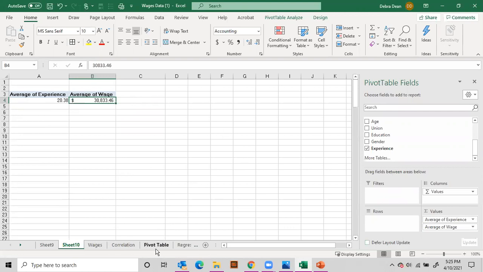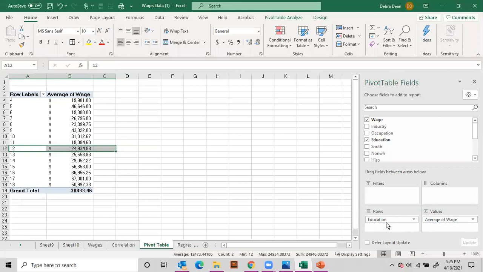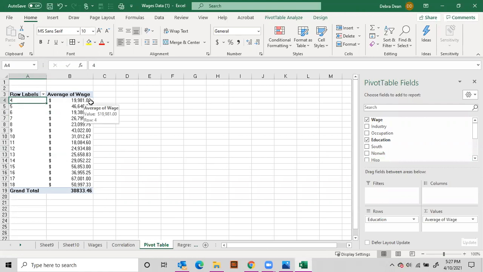Now, I did run a different pivot table here, and you'll see I put education over here on the left, and I put the average of wage on the right. And I thought this was an interesting table where we could see 4 years of education, the average wage was about almost 20,000, where if you have 18 years of education, then you're looking more at 50,000, almost 51,000. So it kind of adds value to the idea that the more education you have, the more money that you'll make.